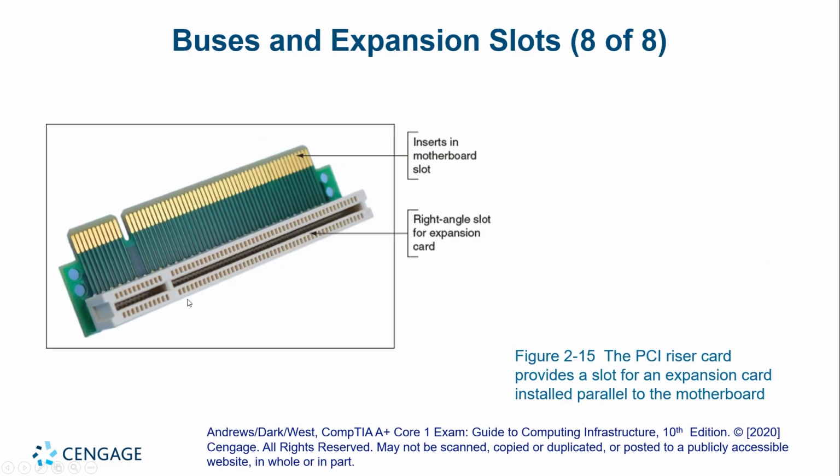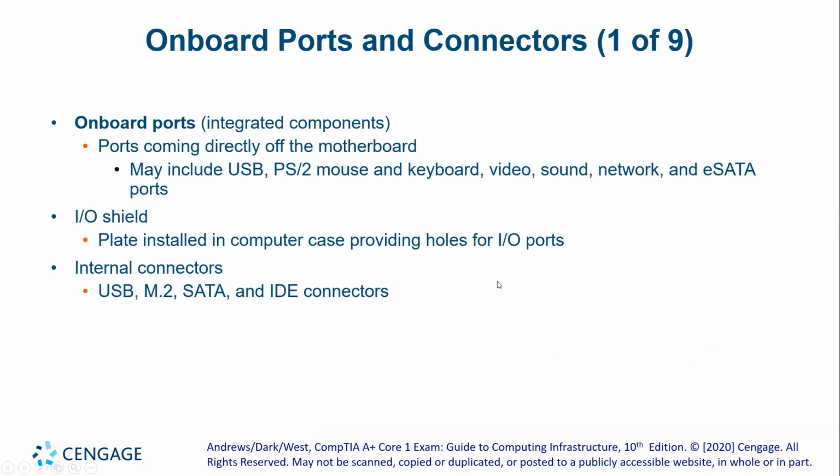And basically these can come in all types: PCI, PCIe, etc. A PCI riser card looks like that. So you'd plug that into the motherboard and you'd plug another card into that, and that sticks out over the motherboard instead of sticking straight up from it.